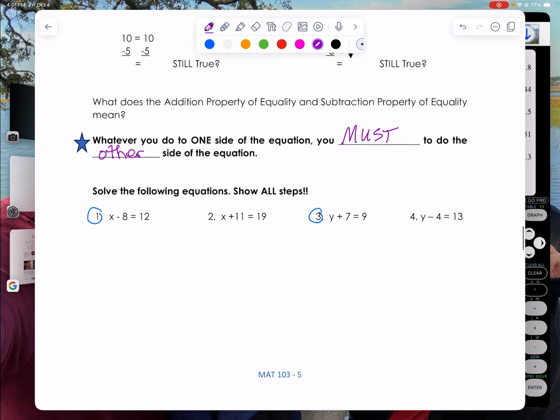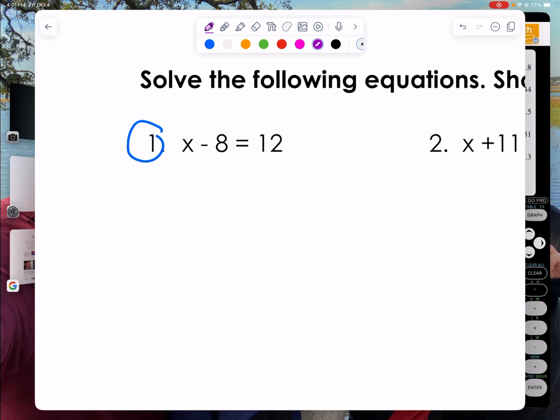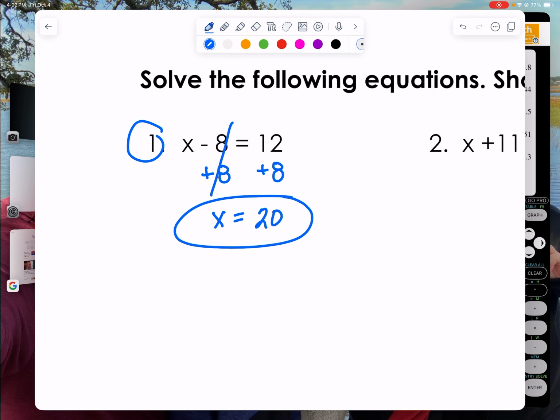Okay, so I'm going to work just 2 problems. This one, notice it has x minus 8 equals 12. So we have to do the opposite. We got to move this -8 to the other side. So we're going to do the opposite. Instead of -8, we're going to say +8. Whatever we do to the left side, I've got to do to the right side. So on the left side, the -8 plus 8 cancel out, so you just have an x. So x equals 20 would be the answer.